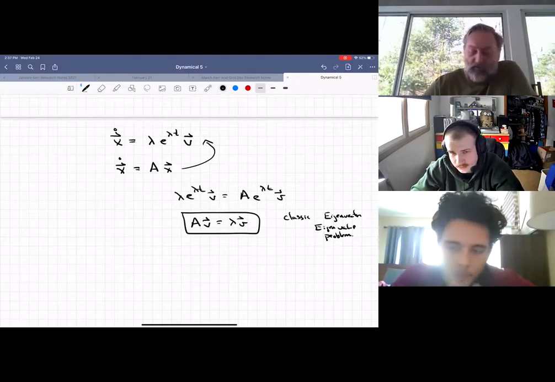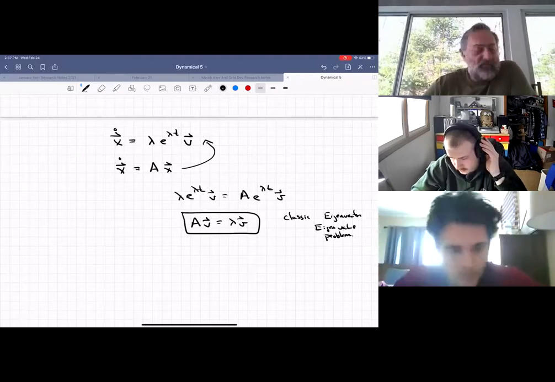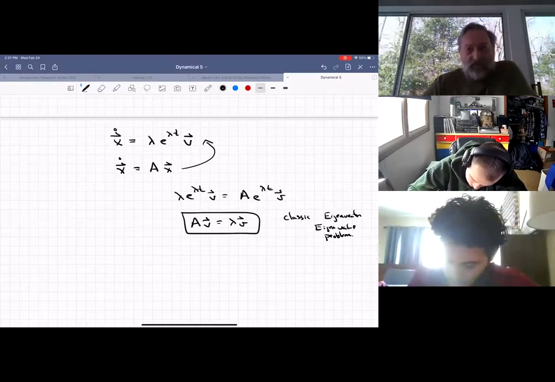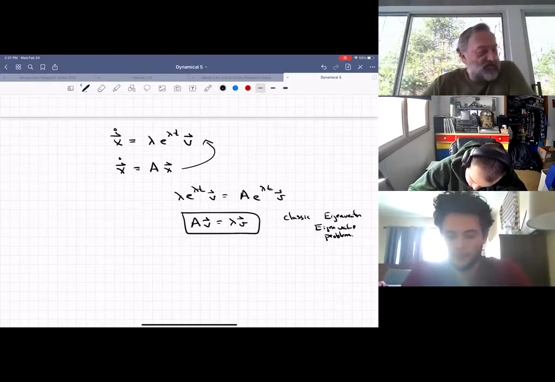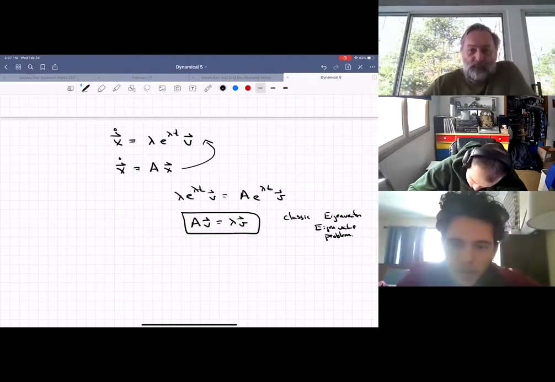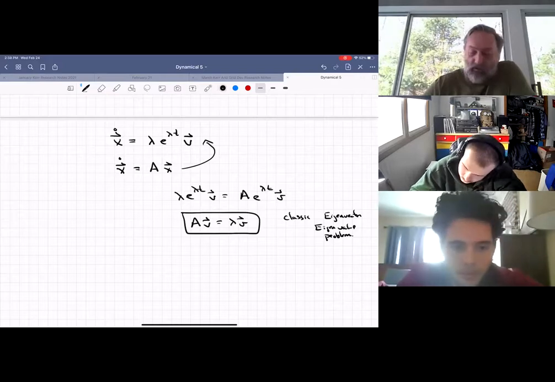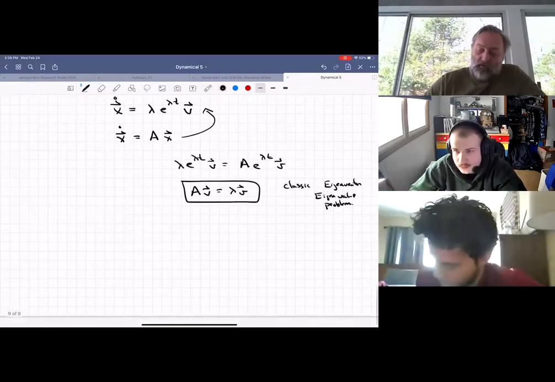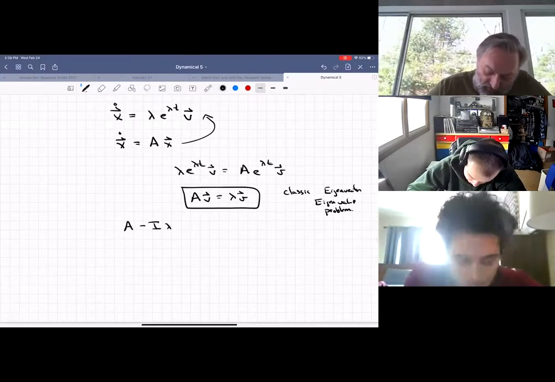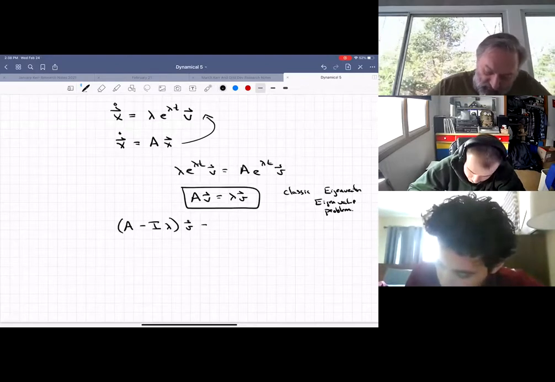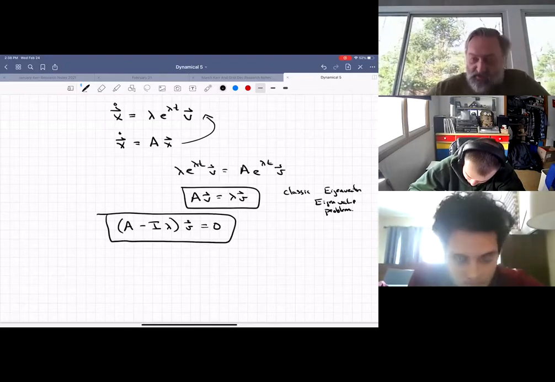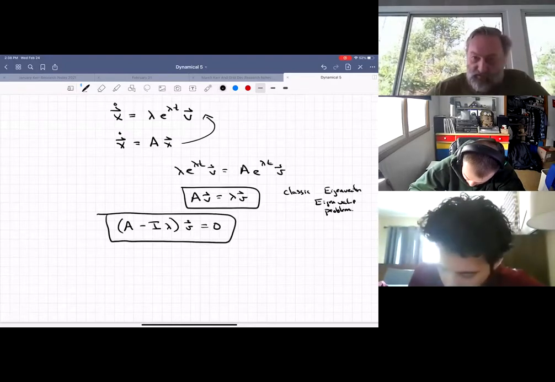An eigenvector eigenvalue problem is the desire to find the vectors v and the eigenvalues lambda that satisfy this equation. You just make it homogeneous by subtracting from both sides. So I'm going to rewrite this equation as (A minus the identity matrix times lambda) times V is equal to 0, where this I is now the identity matrix.